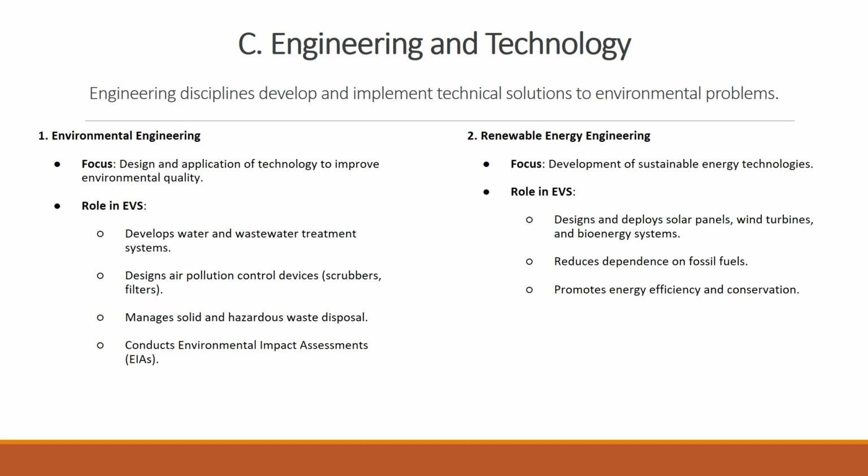Engineering and technology. Engineering disciplines develop and implement technical solutions to environmental problems. Environmental engineering focuses on design and application of technology to improve environmental quality. The role of environmental engineering in environmental studies is to develop water and wastewater treatment systems, design air pollution control devices, scrubbers and filters, manage solid and hazardous waste disposal, and conduct environmental impact assessments.